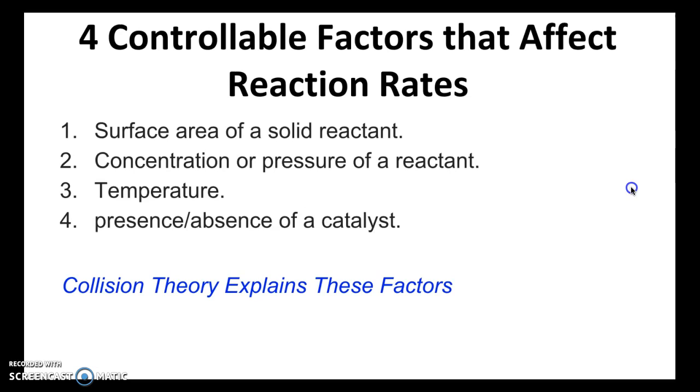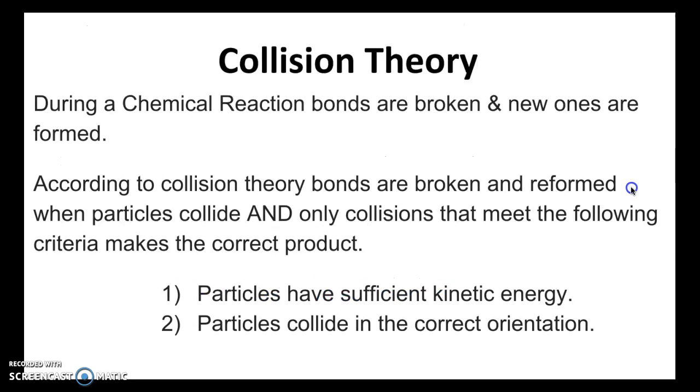Although we may intuitively know these things, we're going to learn why using something called collision theory, which explains these factors. So what is collision theory? You may recall that during a chemical reaction, bonds in the reactants are broken, and then new ones are reformed to make the product. According to collision theory, bonds are broken and reformed when particles collide into one another. They actually have to crash into one another in order to break and make bonds.